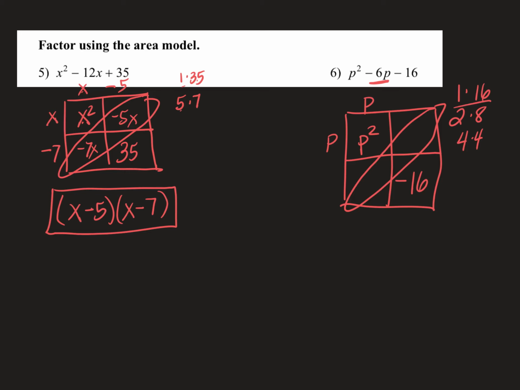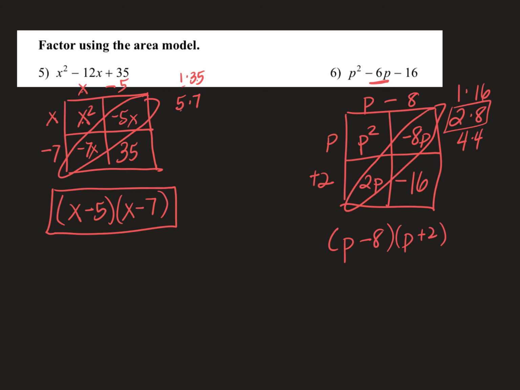So it looks like it's going to be 2 and 8. And I need it to be negative, so I think it's -8 and +2. Let's try that. -8 times p is -8p. P times 2 is 2p. And -8 times +2 is -16. -8p plus 2p is -6p. So yes, that is correct. P minus 8 and p plus 2.